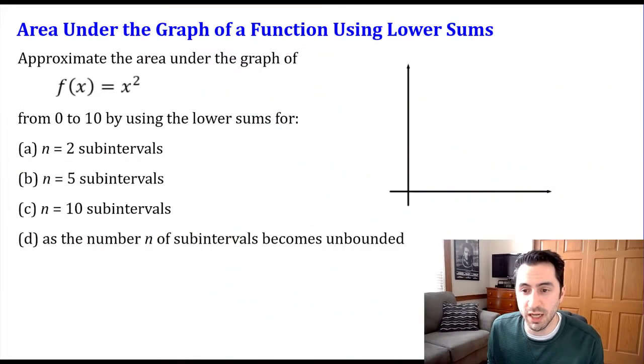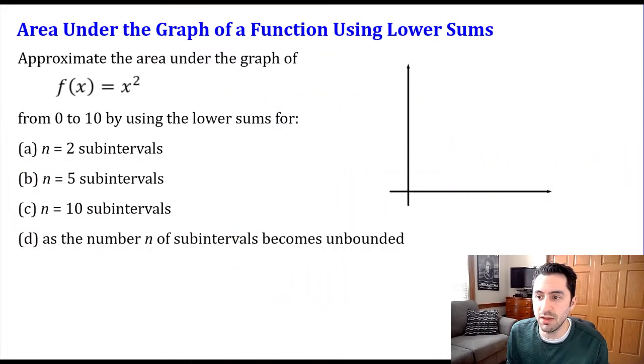Hey everyone! In this video, we're going to take a look at an example where we're going to find the area under the graph of a function by using the lower sums. So to start with, let's read through the example. It says approximate the area under the graph of the function f of x is equal to x squared from 0 to 10 by using the lower sums.